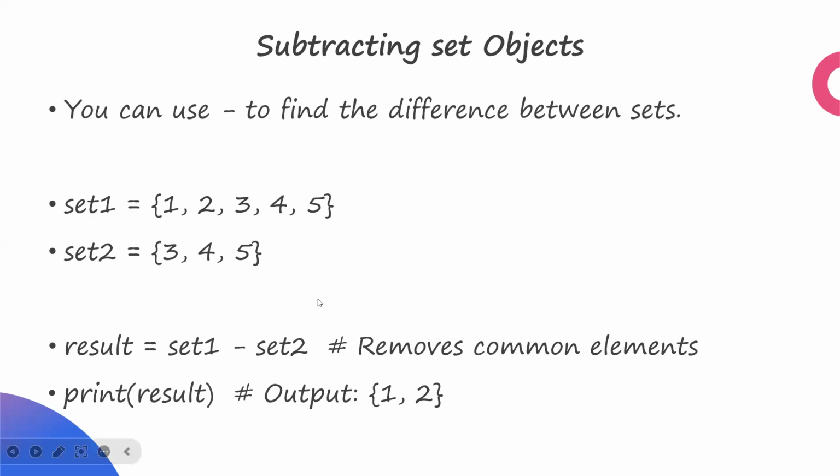I don't need to actually do any code here, but just understand it. Set 1 contains 1, 2, 3, 4, 5. Set 2 contains only 3, 4, 5. So what is the difference? What does set 1 have that set 2 doesn't have? The difference is 1 and 2. So it's going to give us another set, which is 1 and 2.